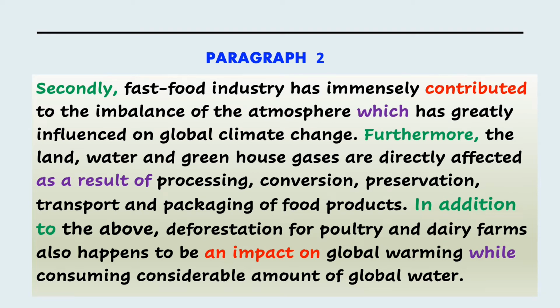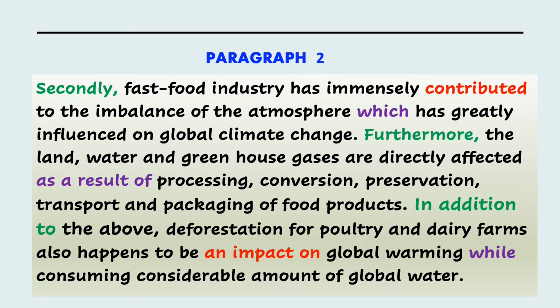change. Furthermore, the land, water, and greenhouse gases are directly affected as a result of processing, conversion, preservation, transport, and packaging of food products. In addition to the above, deforestation for poultry and dairy farms also happens to be an impact on global warming while consuming considerable amount of global water.